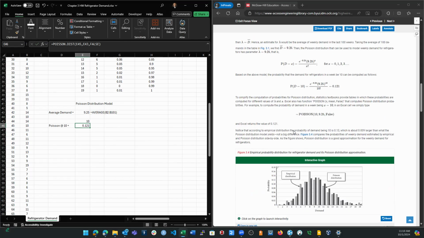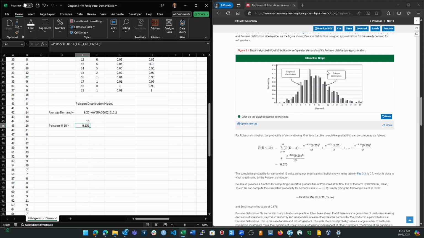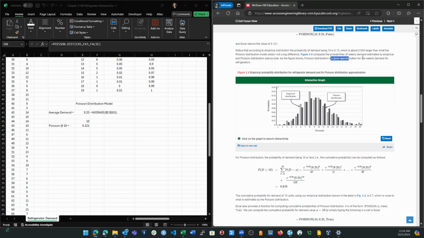Okay, so far so good. Now, if you look at the graphs here in the book, interestingly enough, the Poisson distribution is a good approximation for the weekly demand for refrigerators. Look at that. There are some outliers here. 8 is pretty high. 6 is high. Maybe 11 and 12 are a little bit low. But overall, it's a pretty good approximation, which is cool.